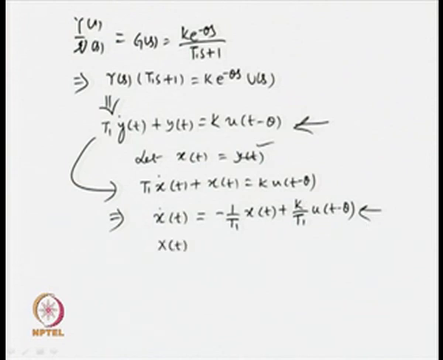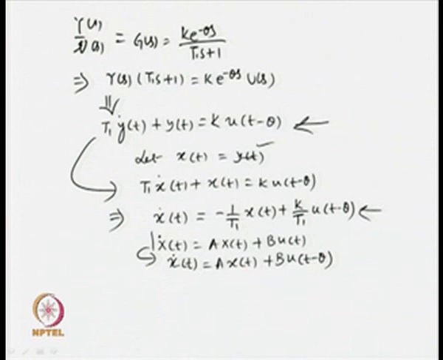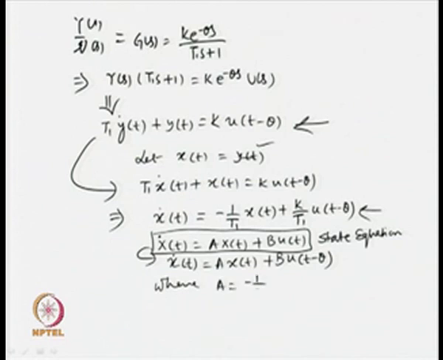Now, the dynamic equation can be written in the standard form, our state equation form, which is given by x dot(t) = A x(t) + B u(t). Since we are dealing with only one state variable, the state equation becomes x dot(t) = a x(t) + b u(t - θ) in our case. So, this is the standard form for the state equation of a system. Whereas, in our case, the state equation we get for our first order plus dead time system is x dot(t) = a x(t) + b u(t - θ), where a = -1/T1 and b = K/T1.